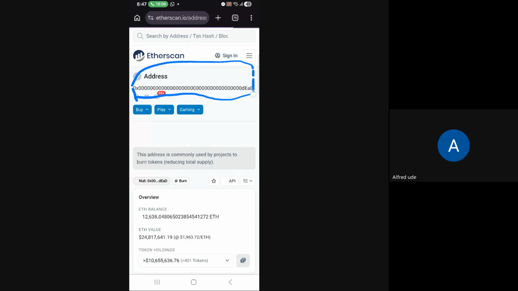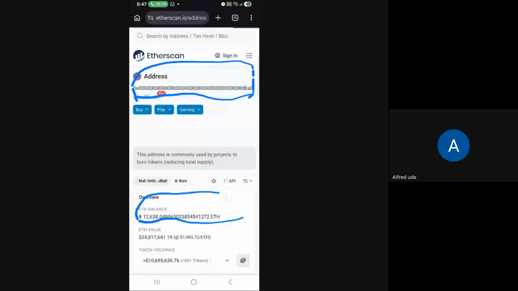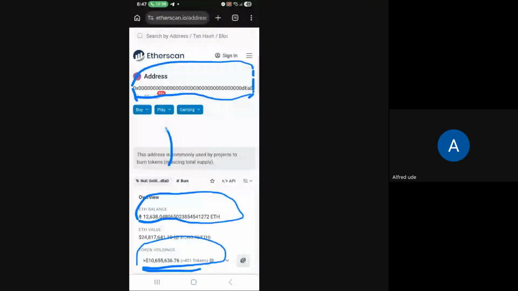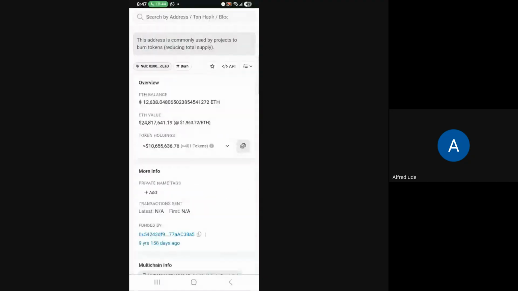Now watch. This is the total balance of the address. The address has 12,638 Ethereum, and it has token holdings worth over $10 million.